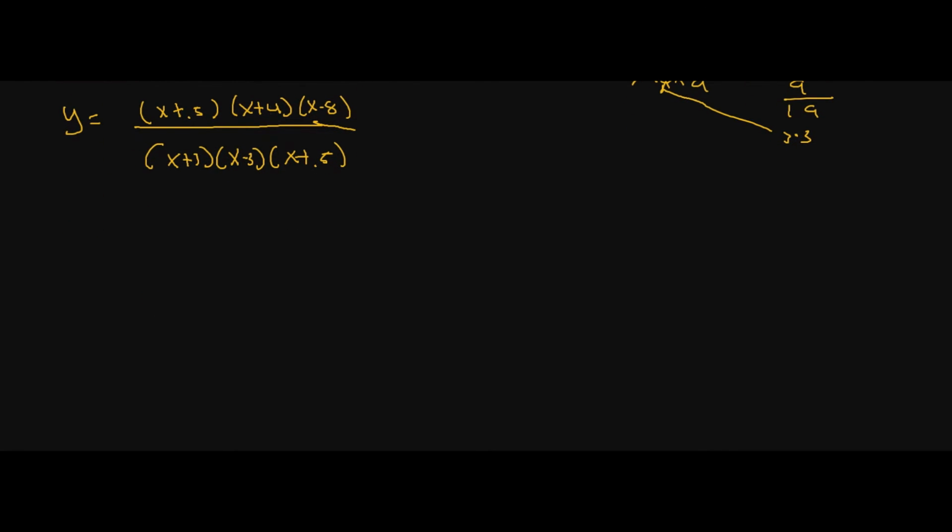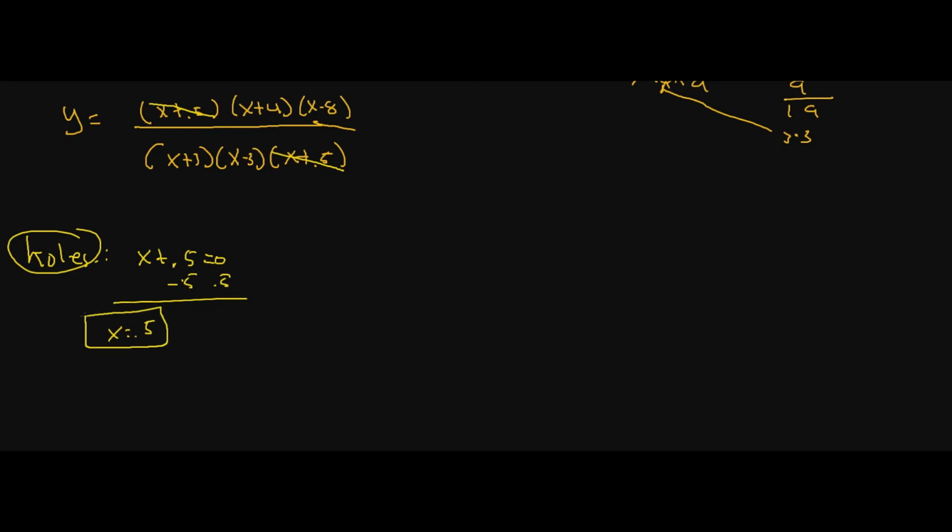Now let's go ahead and officially identify the holes of the function. Well, I notice this is the same top or bottom. So we're going to get x plus 0.5 equals 0. Subtract 0.5 from both sides, and we're going to get that x equals 0.5. Oops, negative 0.5, I should say.